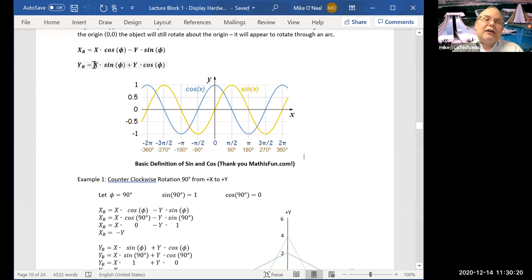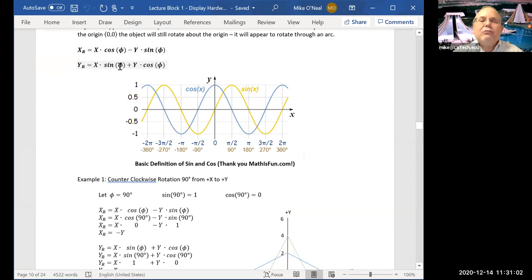Okay. So, you've given me these formulas, Mike. You've at least reminded me what sine and cosine are, and looking at this little table, I can compute some basic values, like what cosine is going to be at 0, what sine is going to be at 0, and what they are at 90 degrees, etc., the main lines here. So let's say that we want to do a counterclockwise rotation of 90 degrees from positive x to positive y. If I'm going to do a 90-degree rotation, 90 is going to be my phi.